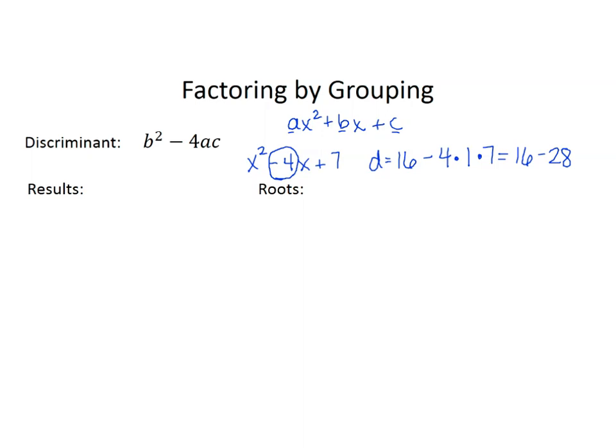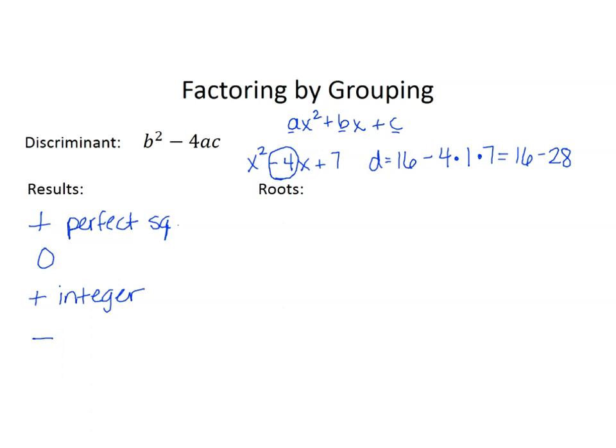So here are the outcomes when you do the discriminant. You're either going to get a positive perfect square. Sometimes you'll get 0. Sometimes you'll get a positive number, but it's not a perfect square. So we'll just say a positive integer. And then sometimes you'll get a negative number.